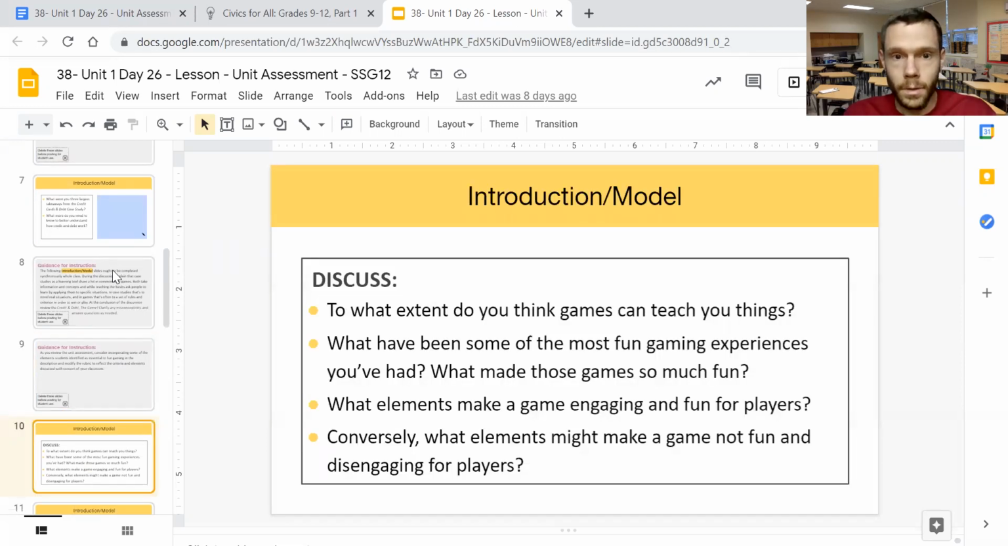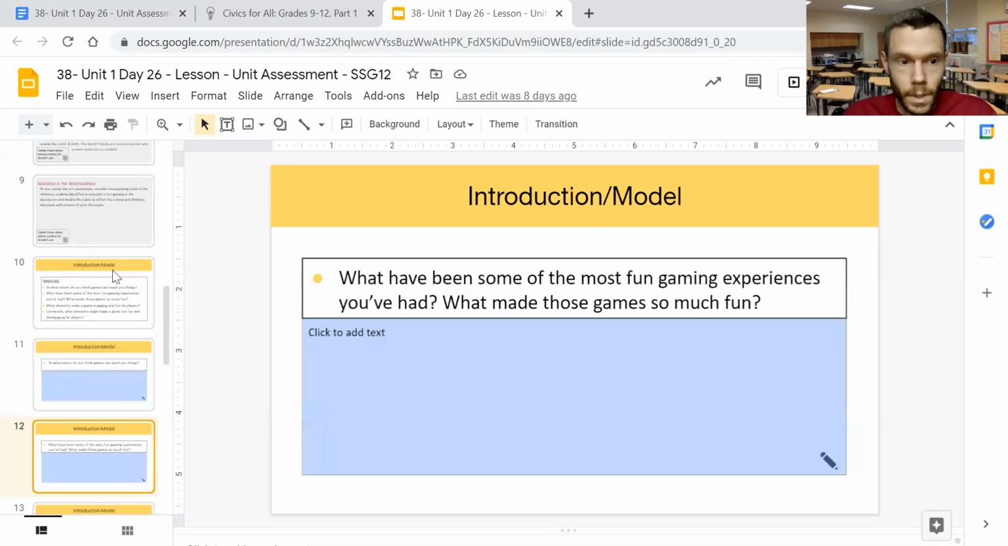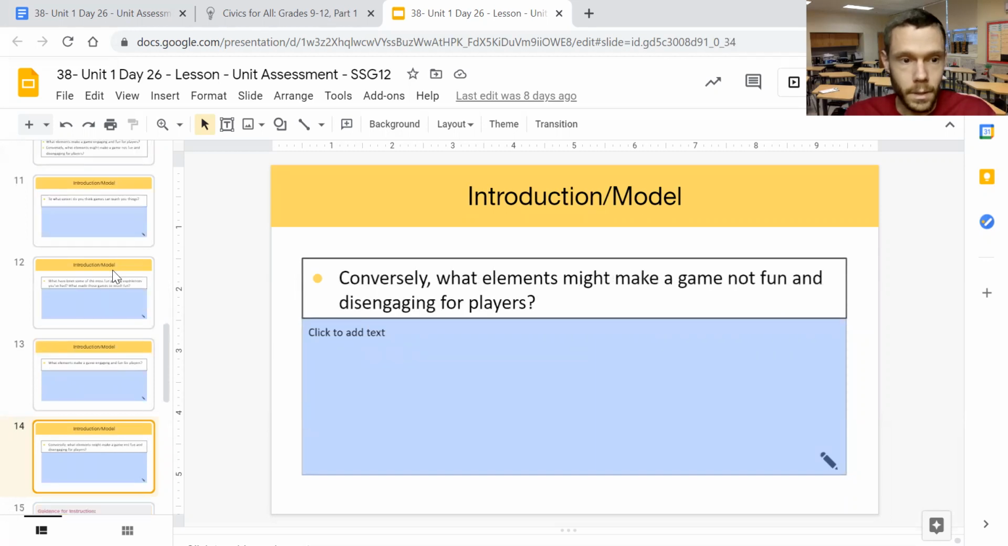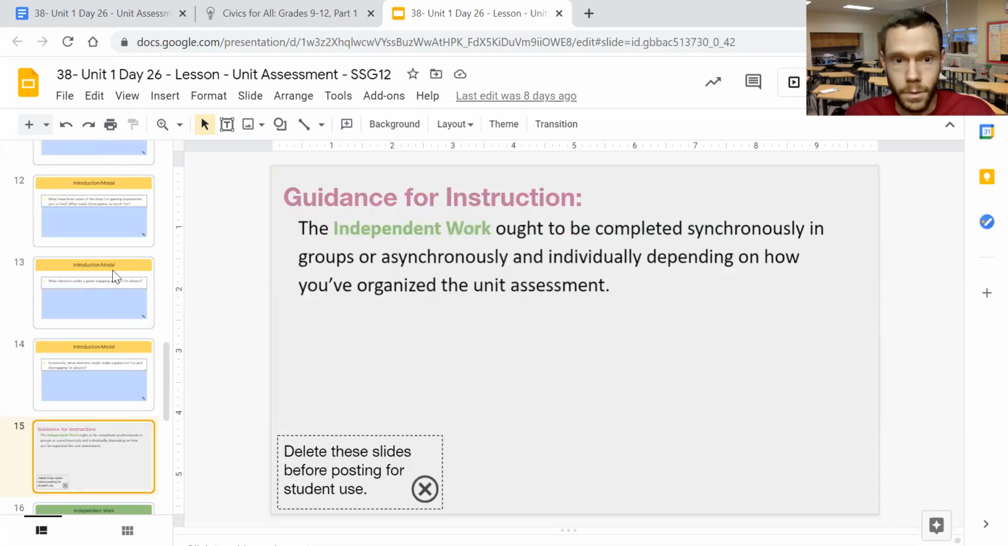So in the introduction model for really like a day one of the unit assessment, again, if you were breaking it down into 3 or 4 lessons, really trying to help students to consider the extent to which games can help them to learn new things, thinking about ways to be further engaged in this learning process, and then also get them to think about, conversely, what elements might make a game not so much fun and disengaging for players. And that's something to consider as well. And then you could have students respond in the slides provided if you so choose to do so.